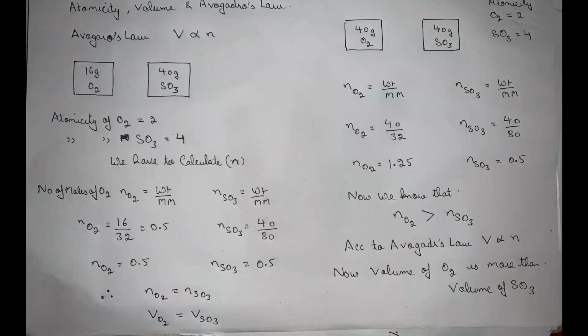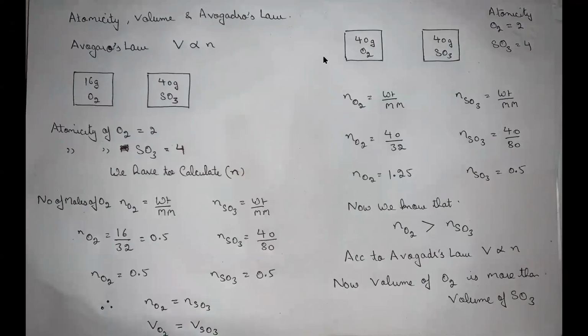Now we understand that a gas having lower atomicity with lower mass can have the same volume as one with higher atomicity and higher mass. We have to prove this. We are given another sample in which we are taking 40 gram of oxygen and 40 gram of sulfur trioxide. Now the atomicities are different, but the masses are the same.